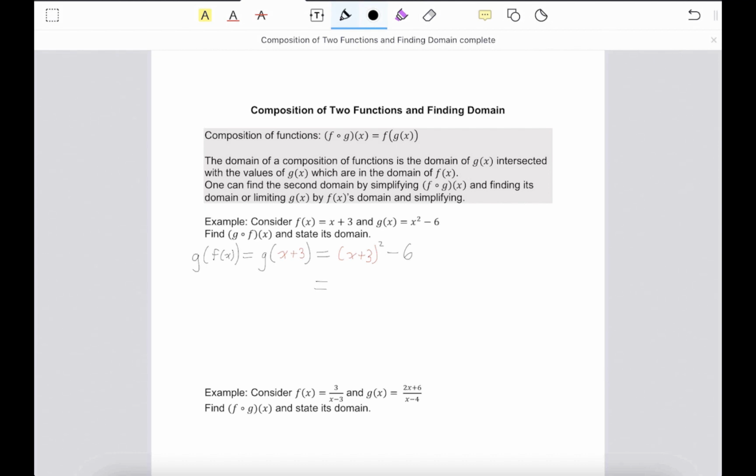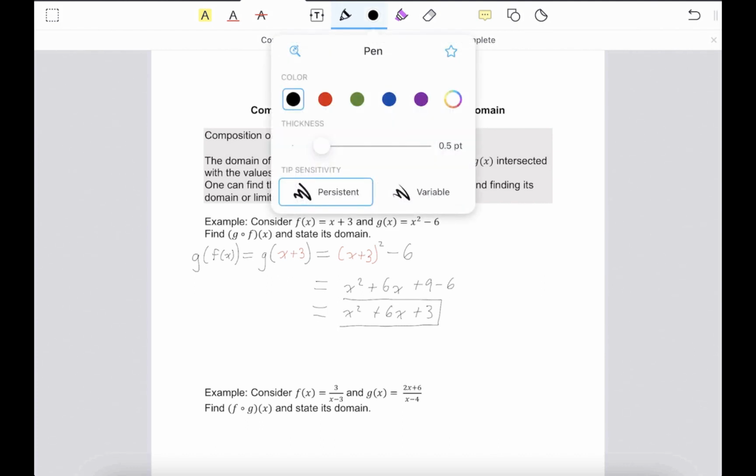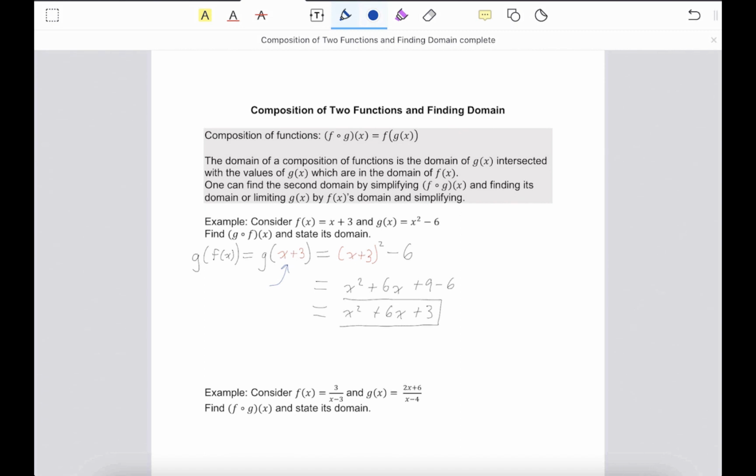We could simplify this a little bit. This is x squared plus 6x plus 9 minus 6, and this gives us x squared plus 6x plus 3. So that is the composition function. And if we want to find its domain, we look at the inside function. This has no domain restriction, and this one also has no domain restriction, and because of this, the domain is all real numbers.